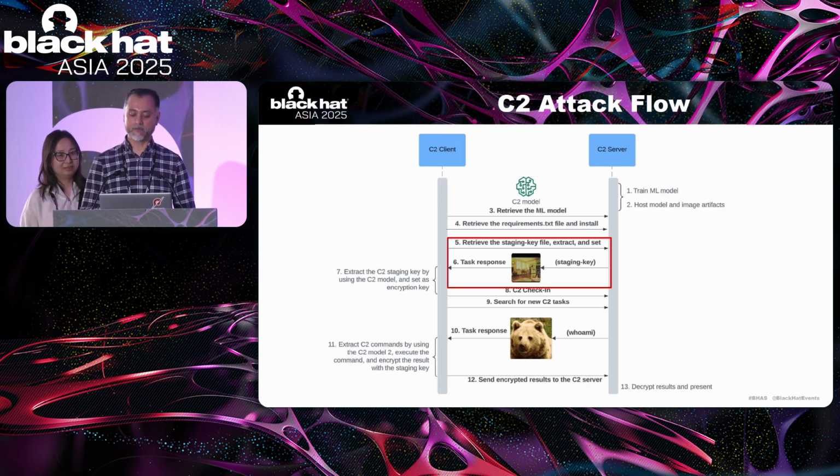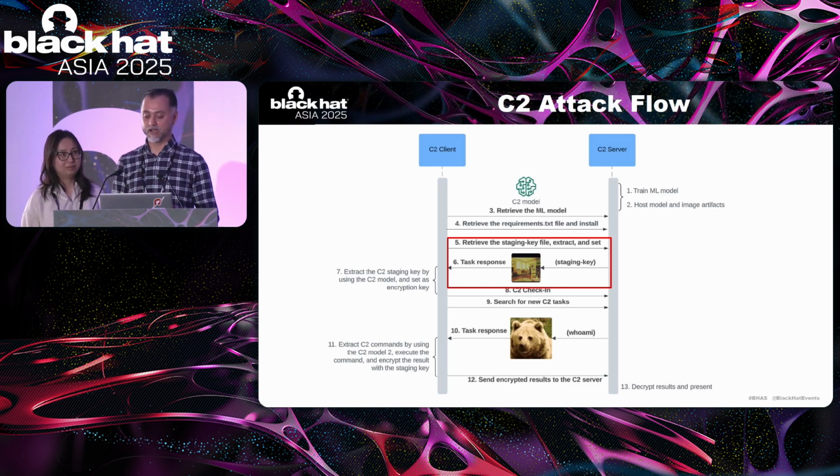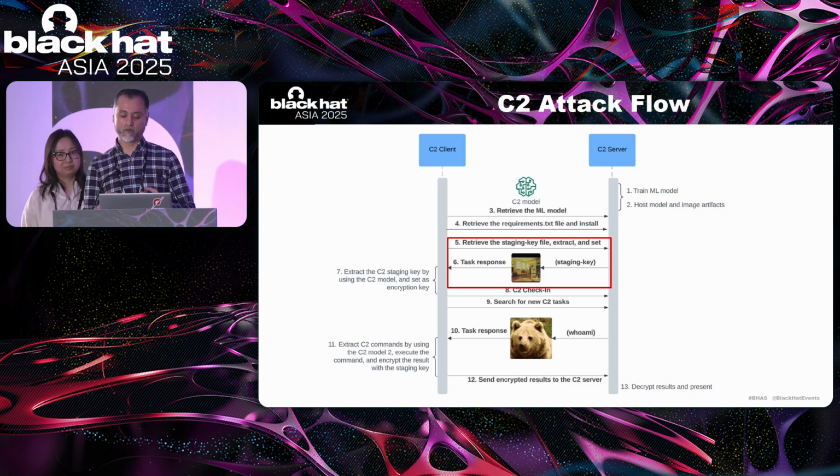Step number 5 is the retrieval of the staging key. In this case, the C2 client is retrieving the image file. The image file will be passed to the machine learning model to extract the information which is inside of it, and then it is going to be used for encryption purposes.